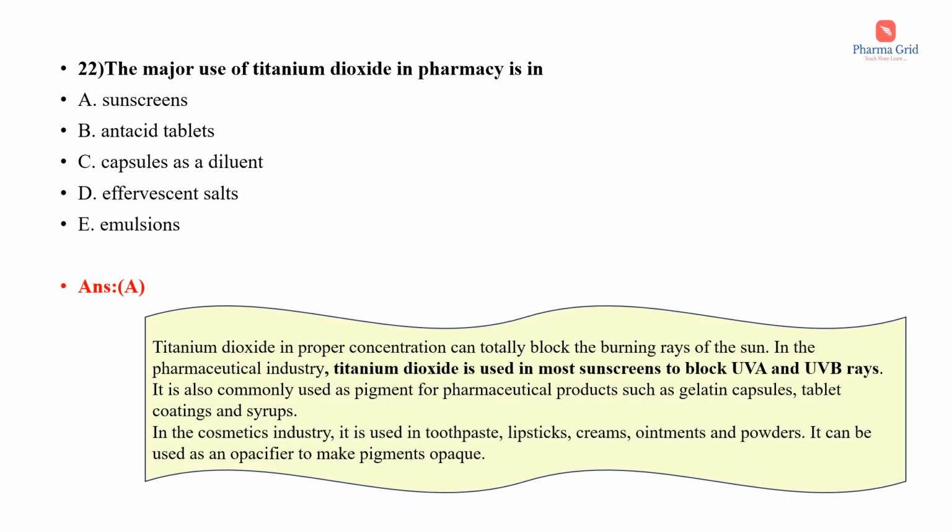Titanium dioxide in proper concentration can totally block the burning rays of the sun. In the pharmaceutical industry, titanium dioxide is used in most sunscreens to block ultraviolet A and ultraviolet B rays. It is also commonly used as a pigment for pharmaceutical products such as gelatin capsules, tablet coatings and syrups. In the cosmetics industry, it is used in toothpaste, lipsticks, creams, ointments and powders. It can be used as an opacifier to make pigments opaque.